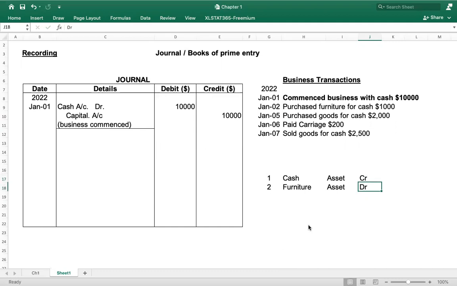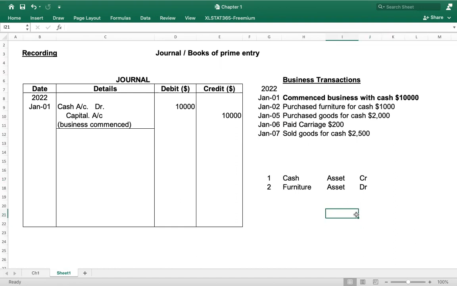Understood everything? Don't memorize anything. Everything is based on logic. Asset is increasing, increase in asset, debit. We have learned that rule, right? And decrease in asset, credit. Got it?